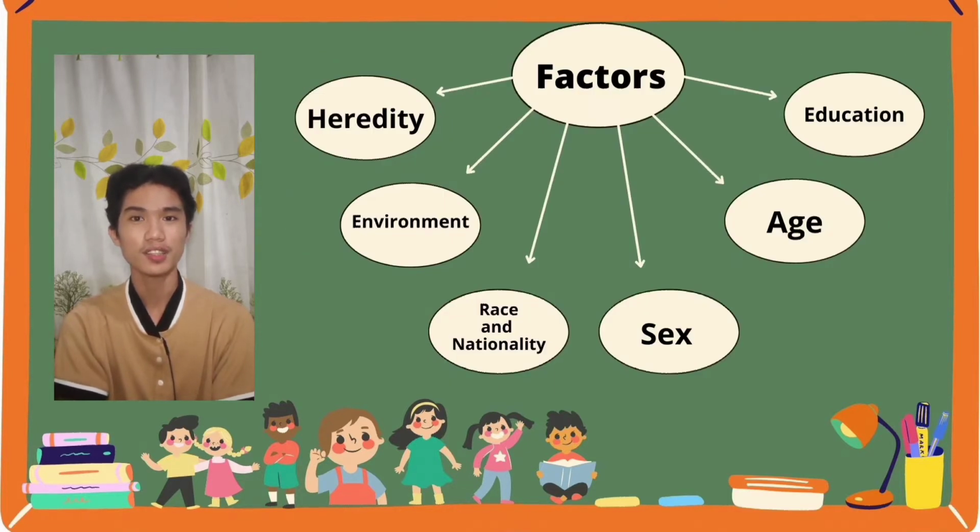There are six factors affecting individual differences of children, namely heredity, environment, race and nationality, sex, age, and education. These factors will be discussed by each member of the group based on their designated topics.